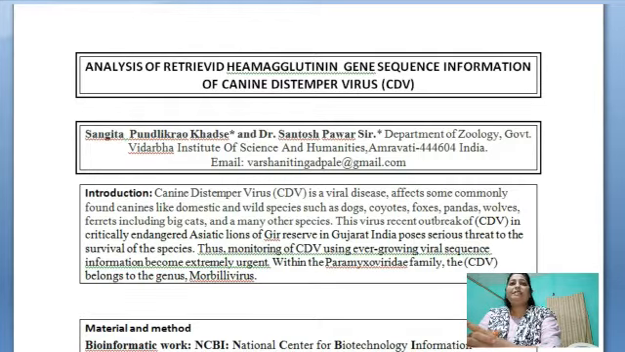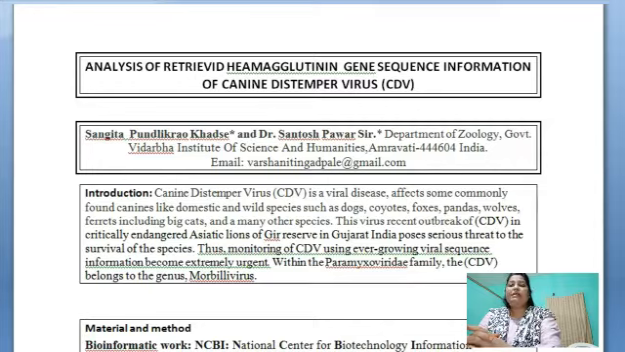My poster presentation topic is analysis of retrieved hemagglutinin gene sequence information of canine distemper virus, that is CDV. Come to the first chapter, that is the introduction. What is CDV? CDV is the canine distemper virus.